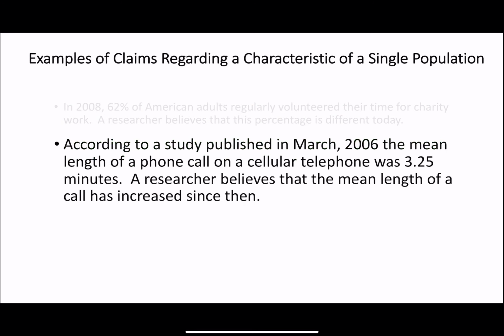Here's another one. According to a study published in March 2006, the mean length of a phone call on a cell phone was 3.25 minutes. A researcher believes that the mean length of a call has increased since then. Now, they're not doing any math about it. They're just saying their beliefs. And this belief could be based on nothing other than just an idea you have. They may believe that it's longer than that because anything short somebody has to say might be sent through a text message. So if they make a phone call, it's automatically going to be longer. It can be whatever reason. This is just them making a claim saying, I think it's going to be this way, and then they will do all of the work to prove it or disprove it.